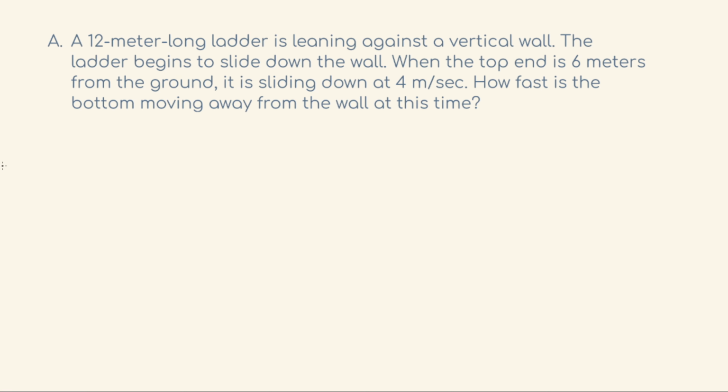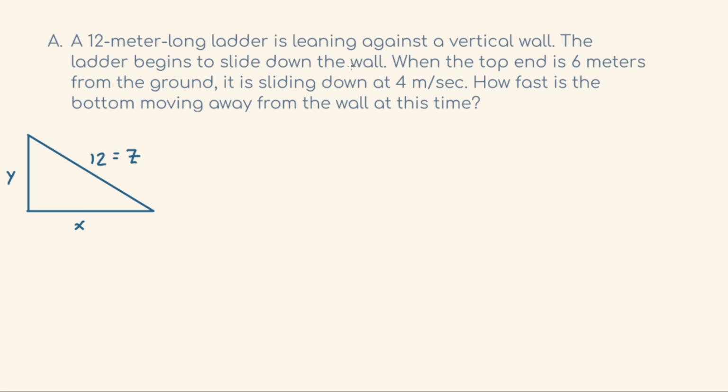So let's draw a diagram real quick. Okay, so we've got a wall. This is the ground here, and the ladder is going to go from here to there. Now we know the length of this ladder is 12 meters. Let's label this as Z. This distance here would be X, and this is Y.